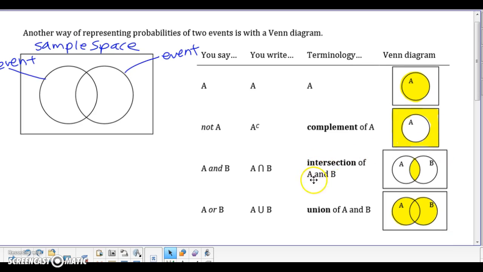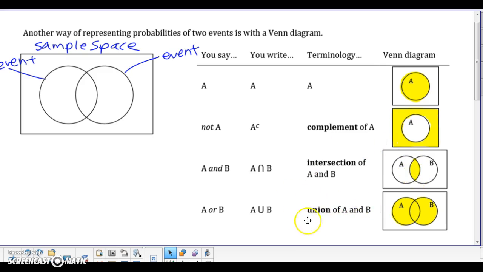The intersection of A and B is going to be the things that are in A and in B simultaneously. So the way we read that is A and B. This is the symbol for intersection. It looks like a rainbow, or maybe kind of like a lowercase n. So this is A and B, which again is things that are in both A and B.